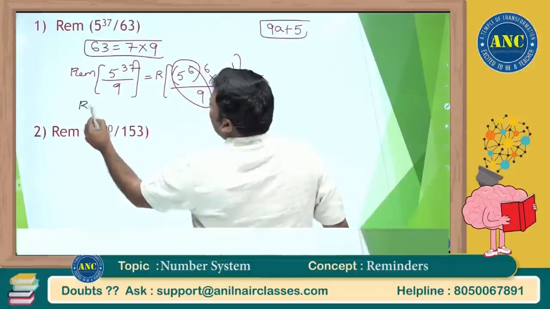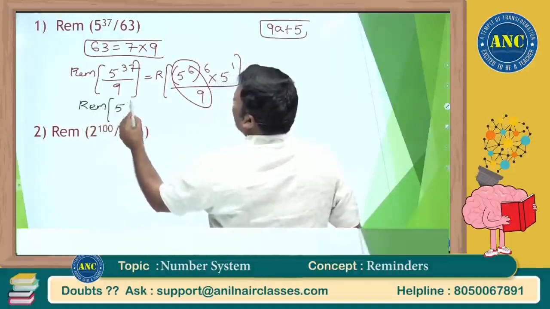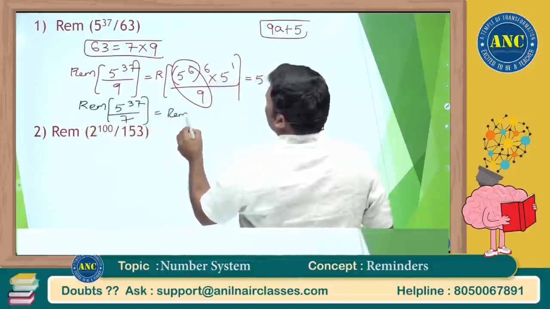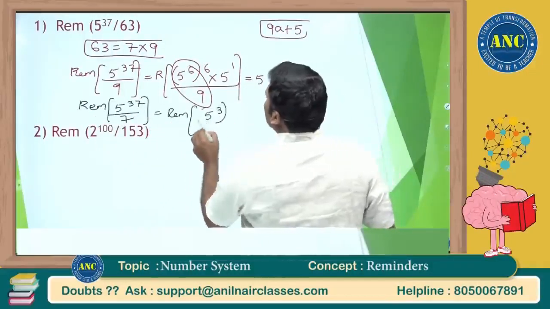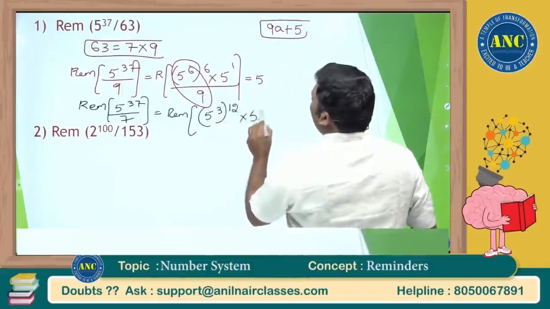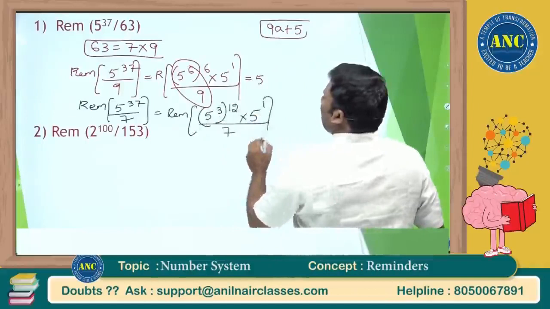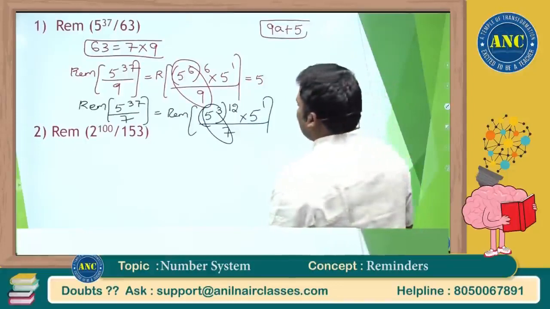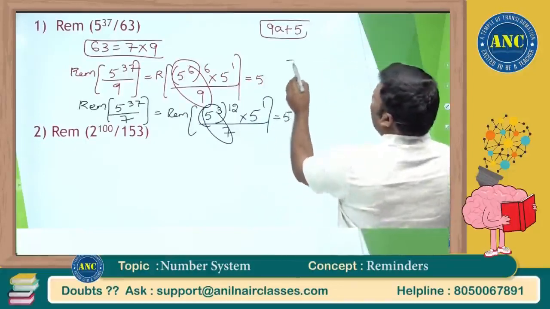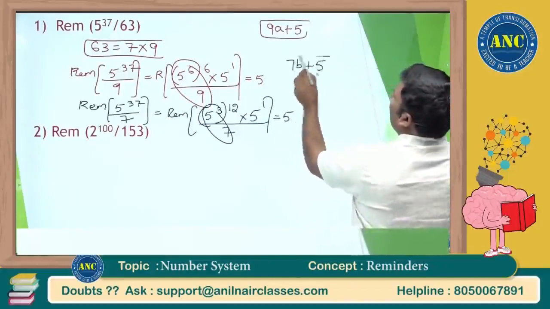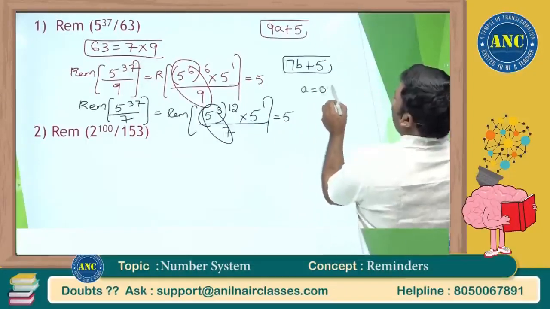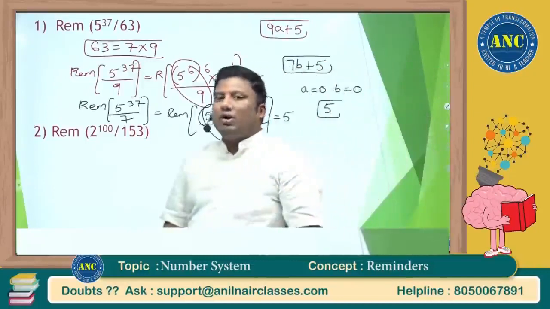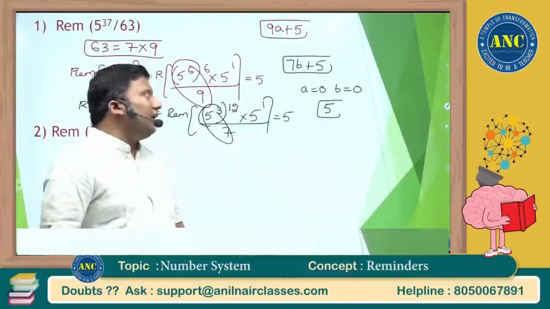Similarly, you do it with 7 also if there are more than one answer option. 5 power 37 divided by 7. So this is 5 power 3 power 12 into 5 power 1 divided by 7. 125 divided by 7: 7 times 18 is 126, so 125 is minus 1 and the 5 power 3 part is minus 1... it gives remainder 5. So when divided by 7, it gives remainder 5. If I equate both of them, the answer is 5. That is what we got. I hope the idea is clear.